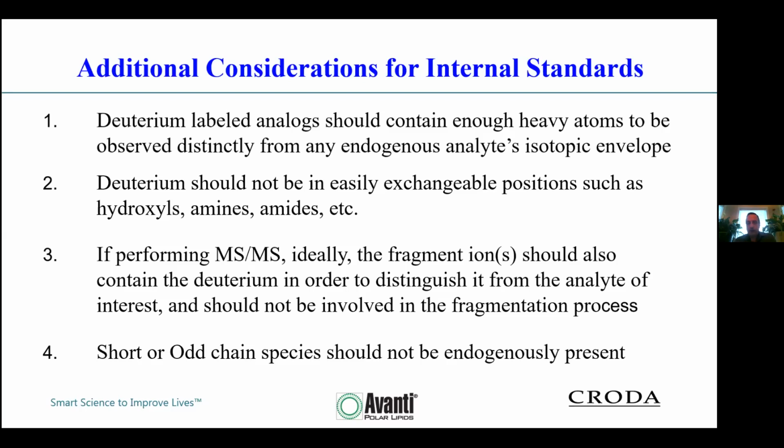And if we're performing tandem mass spectrometry, ideally the fragment ion should also contain the deuterium, so you can easily distinguish it from the analyte of interest. And it should also not be involved in the fragmentation process, also muddying the waters with regard to quantitation. And as also mentioned, our short or odd chain species should not be endogenously present, as that would also throw off a quantitative value.